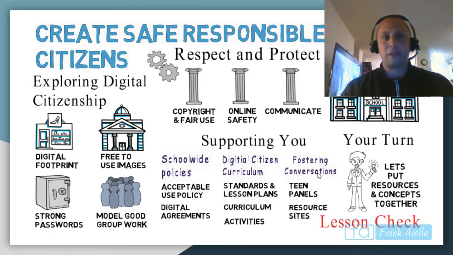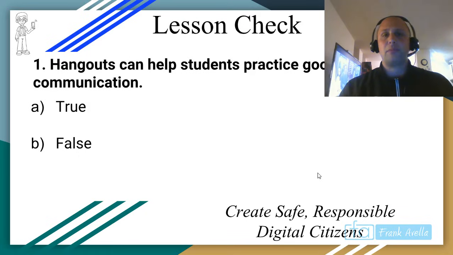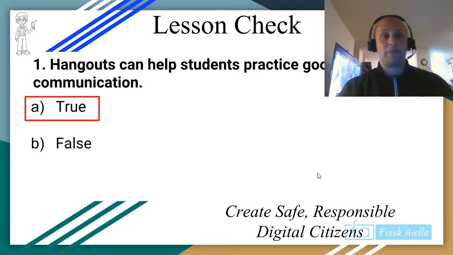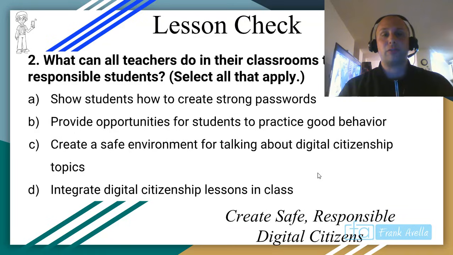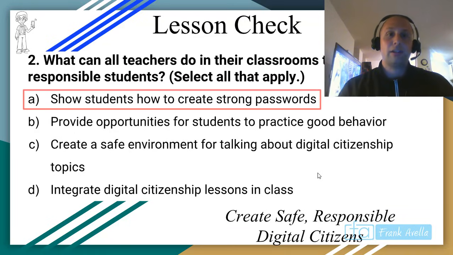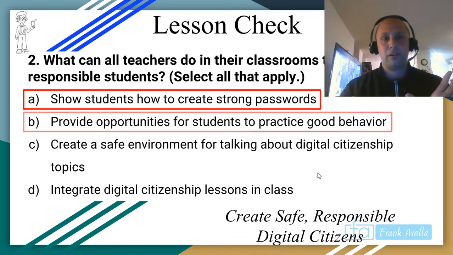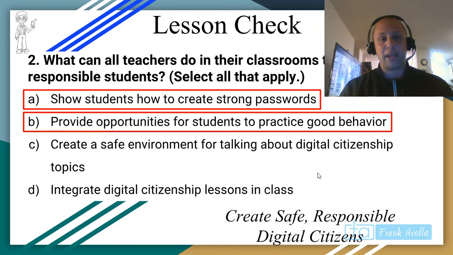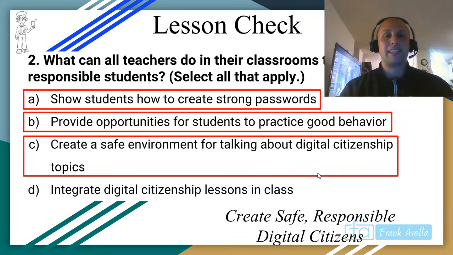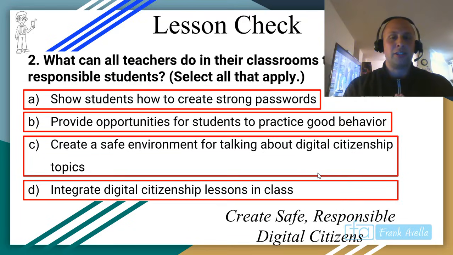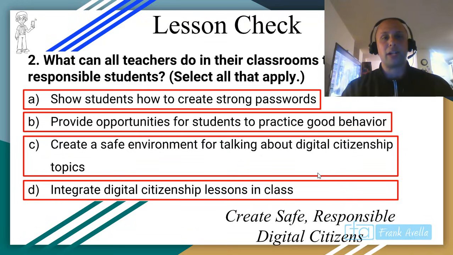Okay, so here's another infographic from the whiteboard animation. This whole thing comes to life for you in the video. Hangouts can help students practice good online communication. Is that true? Absolutely. What can all teachers do in their classroom to help shape responsible students? They can show them how to create strong passwords, provide opportunities for students to practice good behavior, create a safe environment for talking about digital citizenship, and integrate digital citizenship lessons in the class. So all of these things can help shape responsible digital citizens as your students.